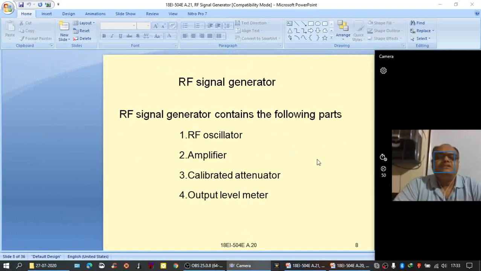RF signal generator contains the following parts. First one, radio frequency oscillator. Second one, an amplifier. Third one, a calibrated attenuator. And fourth one is output level meter.